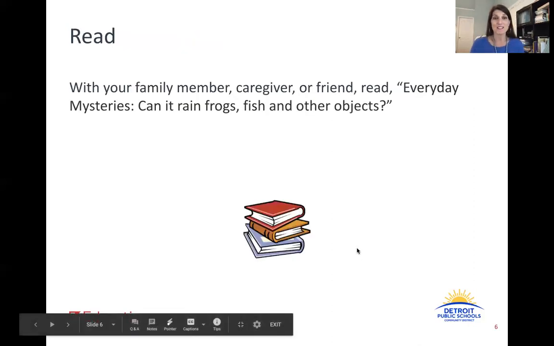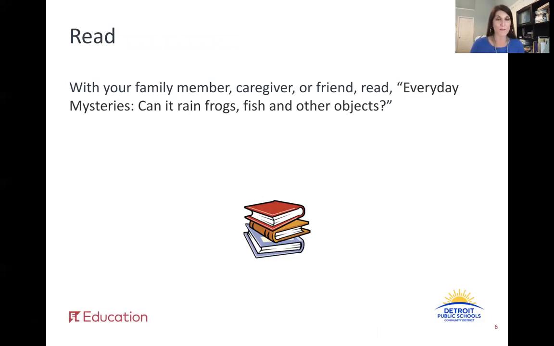All right, so let's do this first one together. You are going to grab your text while I grab mine. You can have a family member, a caregiver, a friend with you, but follow along as I read our first read through of our text. Everyday Mysteries: Can it rain frogs, fish, and other objects? I'm going to pause to make sure you have yours. I'm going to grab mine. You ready? Let's get started.